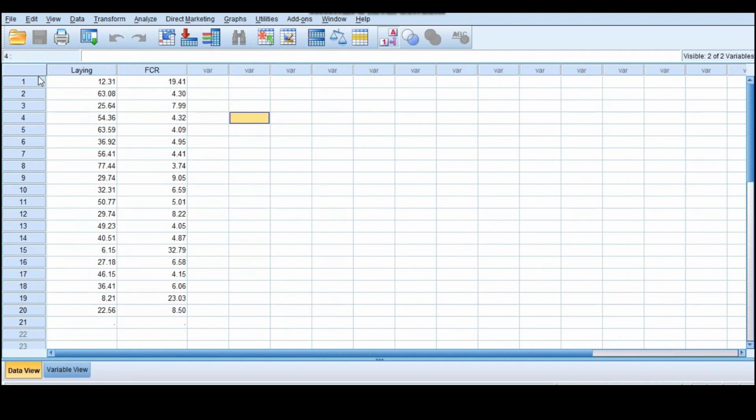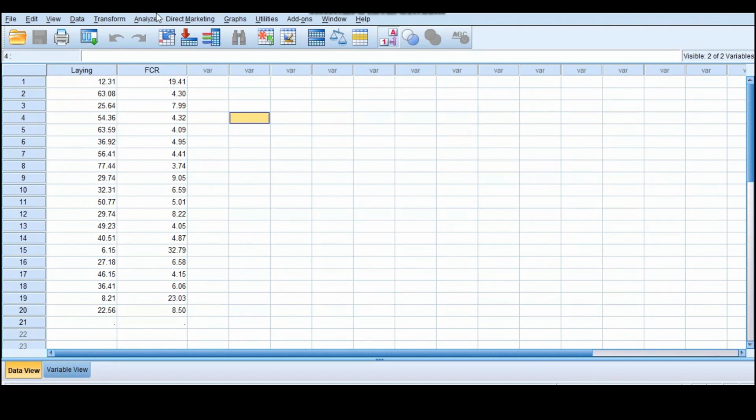So in this case here, I have hypothetical data of laying of birds. This is a percentage laying, and then this is FCR, that is feed conversion rate. So we want to see, does feed conversion rate influence laying of birds?